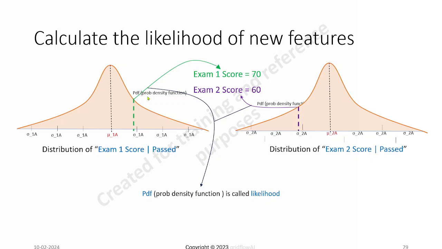And these points, in the language of statistics, are also called the probability density function. That means given the distribution learned for feature 1, what is the probability that the new student would get 70 as per the distribution learned. Similarly, given the distribution learned for feature 2, what is the likelihood that the student would get 60? These values are called the probability density function. In other words, it is also called likelihood.